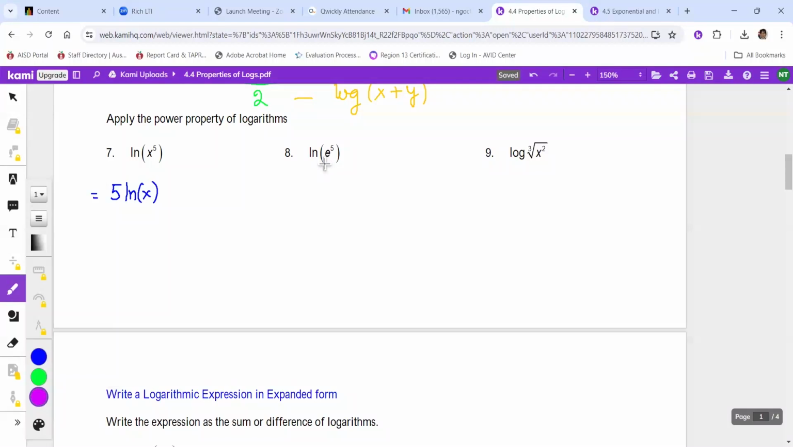Okay, let's move on to the next. And we cannot simplify any more, so we stop. Okay, let's move on to exercise A.